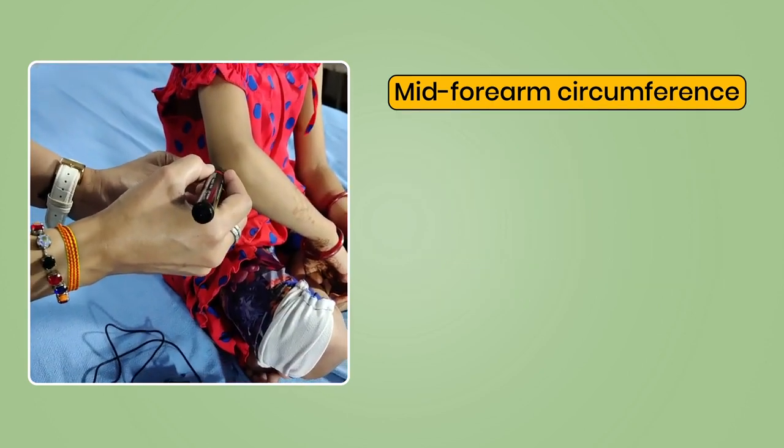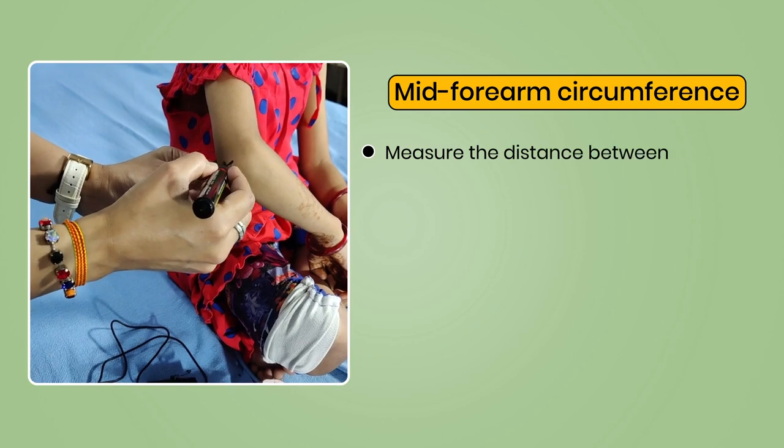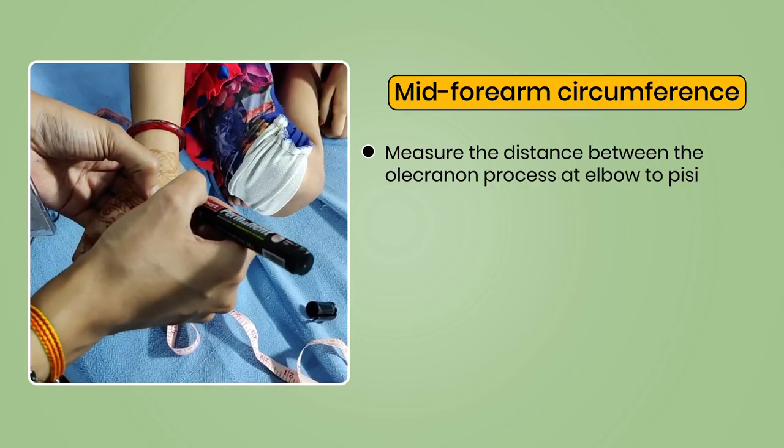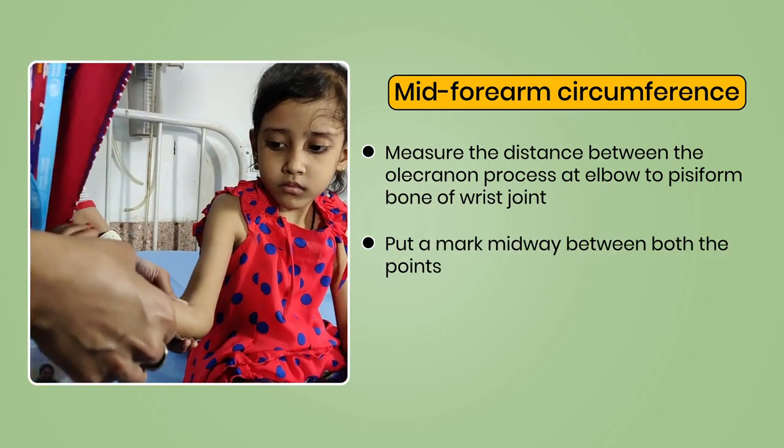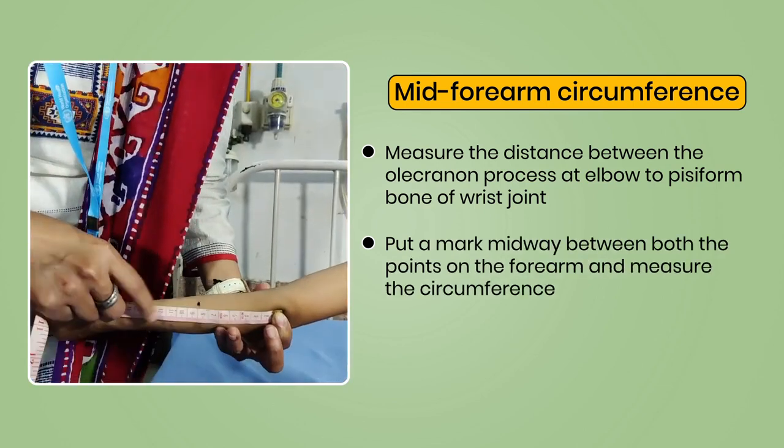Mid-forearm circumference. Measure the distance between the olecranon process at elbow to pisiform bone of wrist joint. Put a mark midway between both the points on the forearm and measure the circumference.